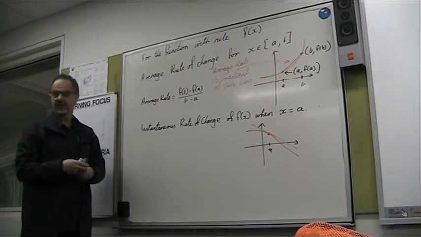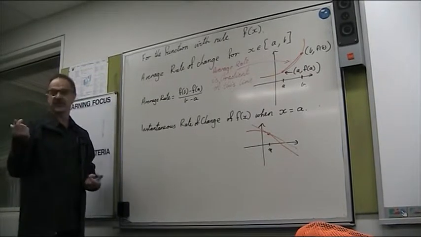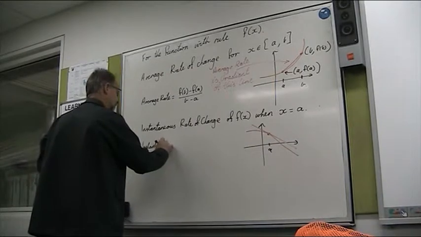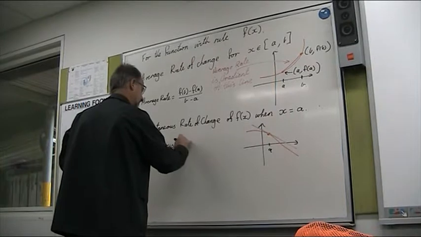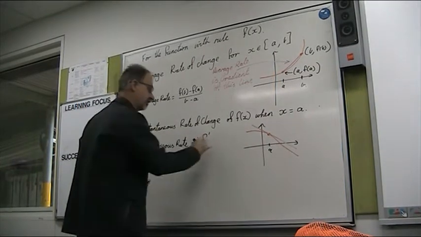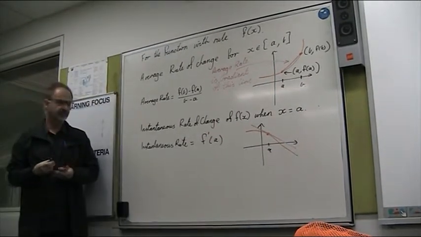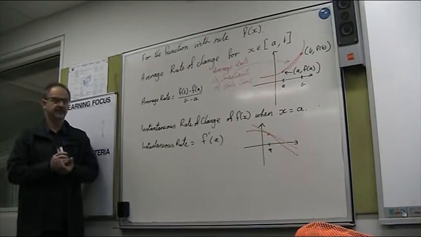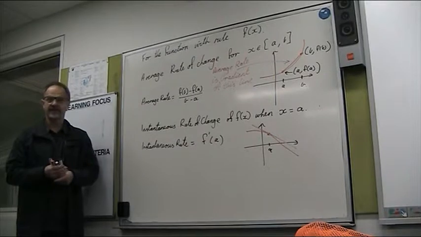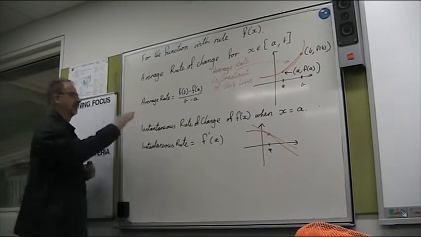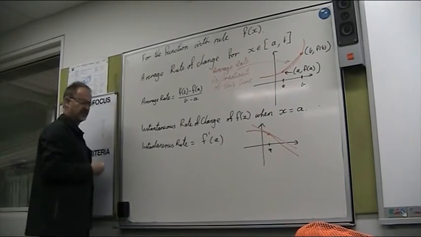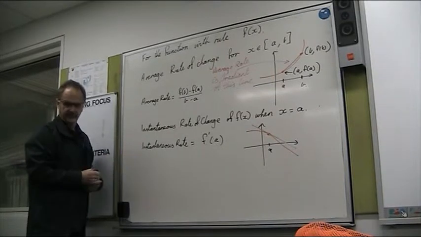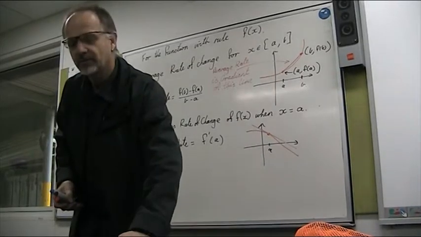So the gradient of the tangent is the derivative, and then we need to substitute A in. So our instantaneous rate equals f dash, the derivative, when we substitute A in. All right. So think rates, gradient, derivative. Average rate, we'll use that old y2 minus y1 over x2 minus x1 that we've been using for years. Instantaneous, derivative. Alright, let's do some examples.